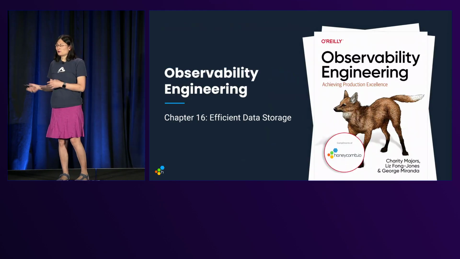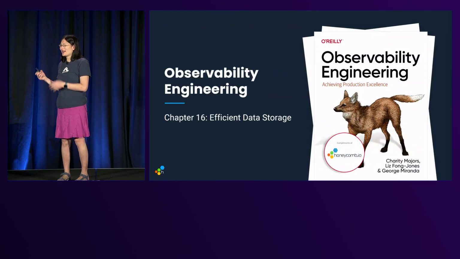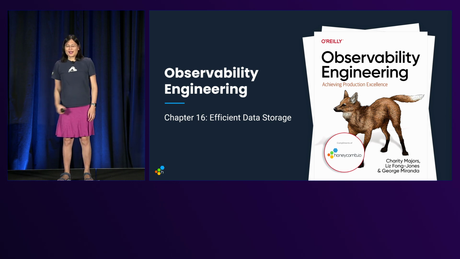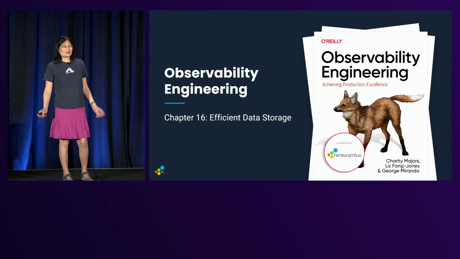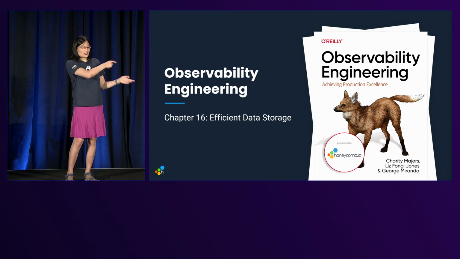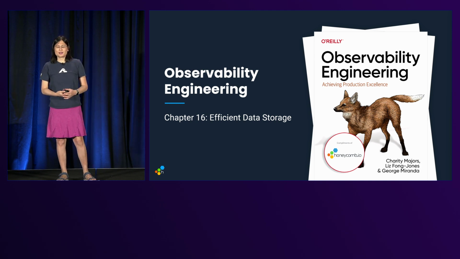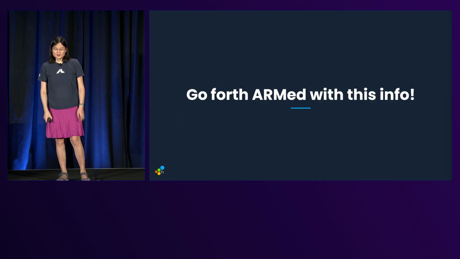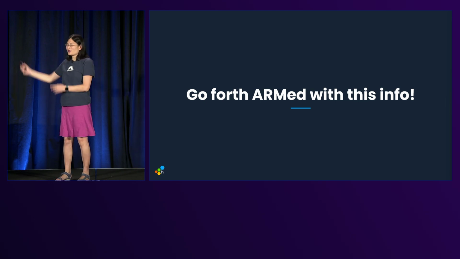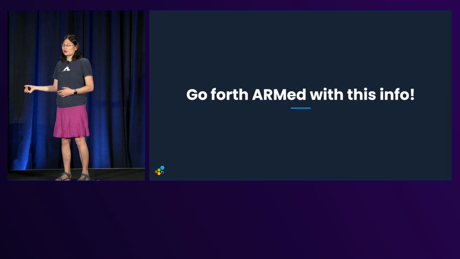So if you're interested in more about this architecture and how we designed it and how we made it run on Graviton, I do have a book out. We're actually working on our 2nd edition now. The book is called Observability Engineering, and our work on our storage architecture is in chapter 16 on efficient data storage.